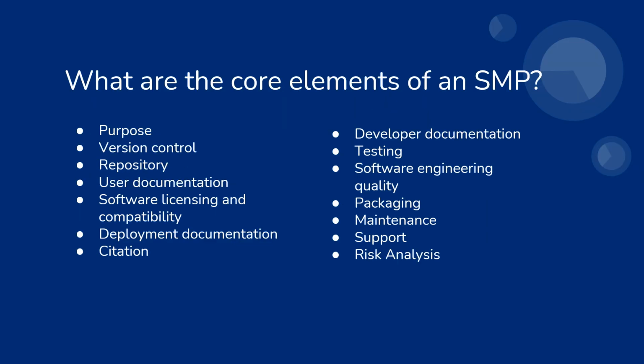What are the core elements of an SMP? The core elements include purpose, version control, repository, user documentation, software licensing and compatibility, deployment documentation, citation, developer documentation, testing, software engineering quality, packaging, maintenance, support, and risk analysis.